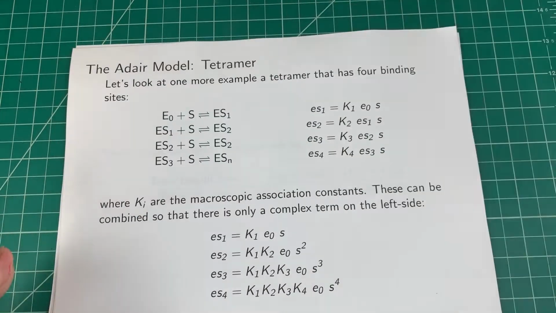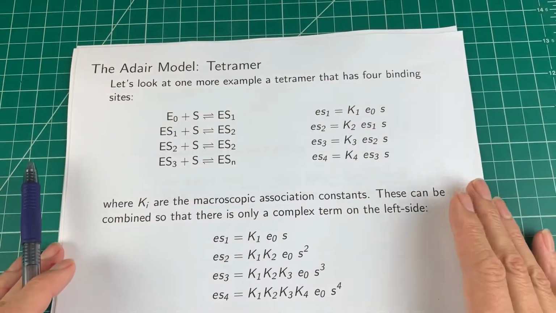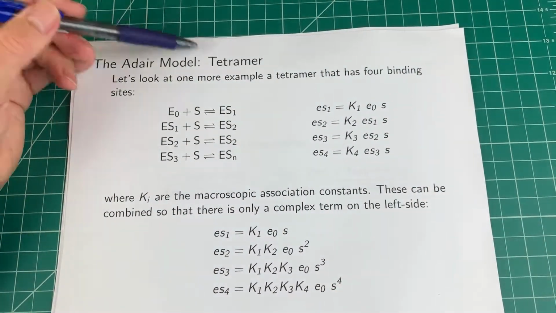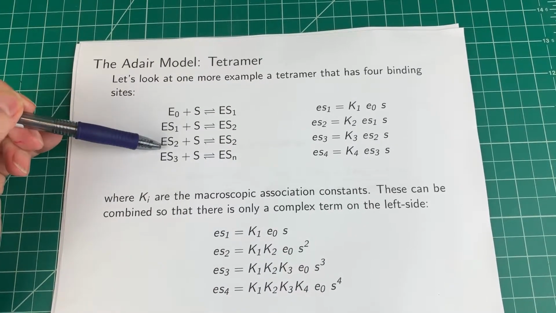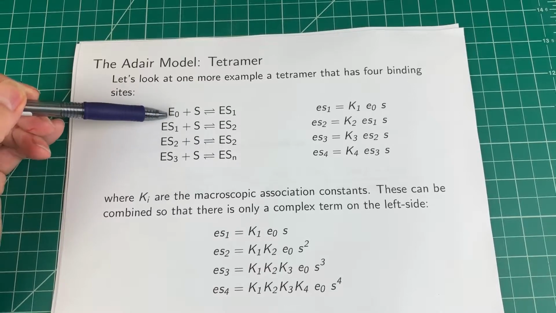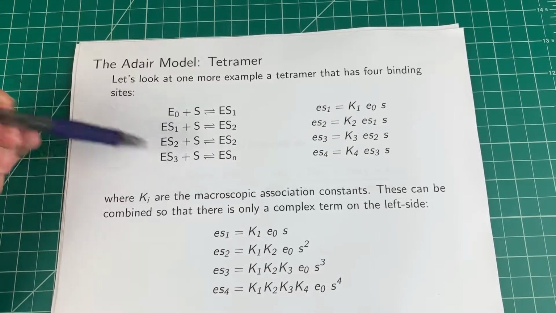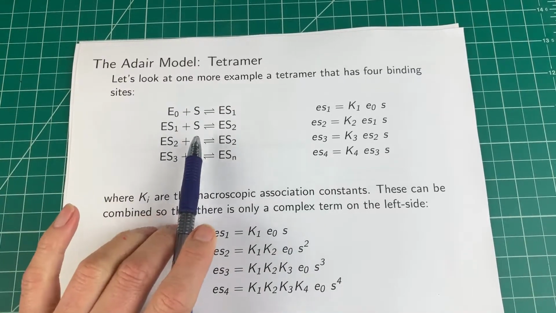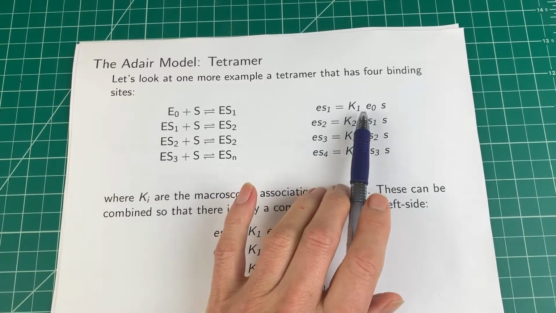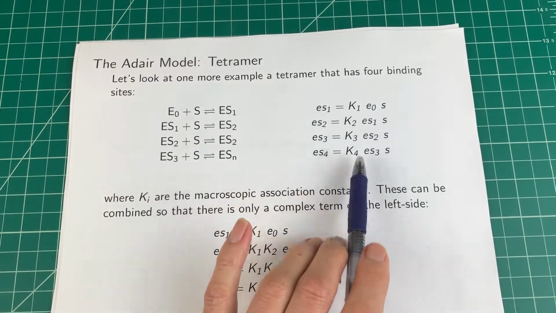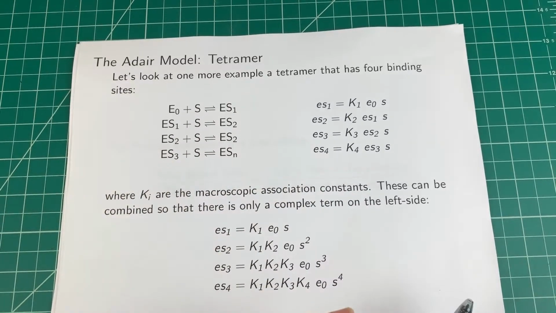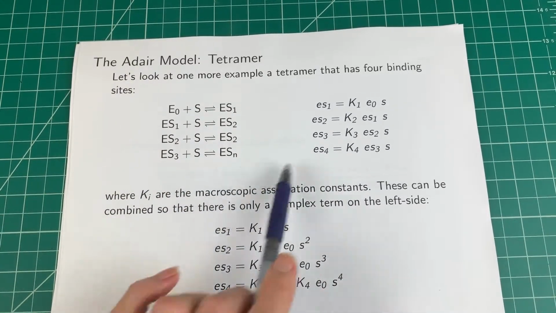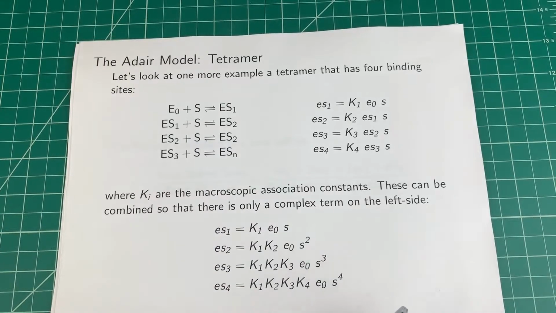All right, so let's look at one more example. Let's look at the tetramer. This is now more like hemoglobin, which has 4 binding sites. These are the staged binding reactions, 4 of them. I can write down the macroscopic association constants. Here they are. I've just rearranged them a little bit so the complexes are on the left. The K's are the macroscopic association constants.